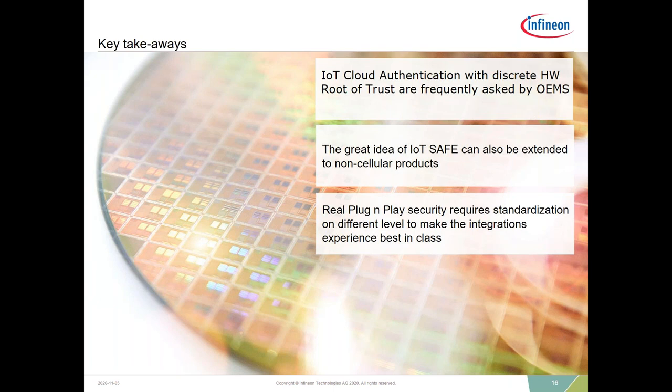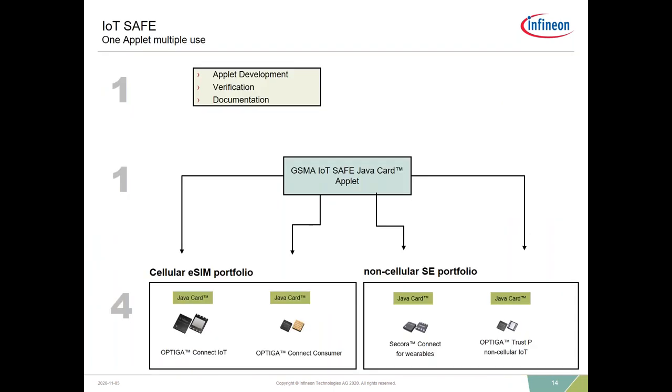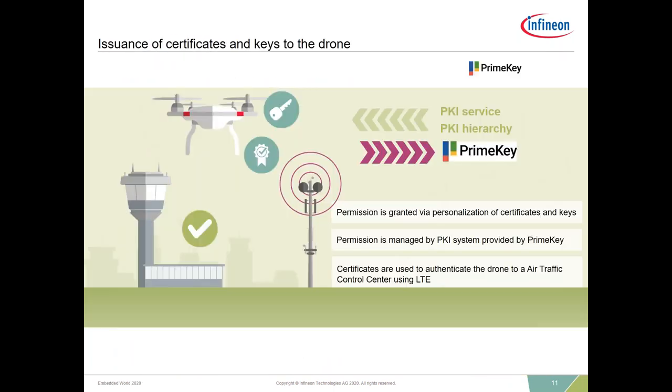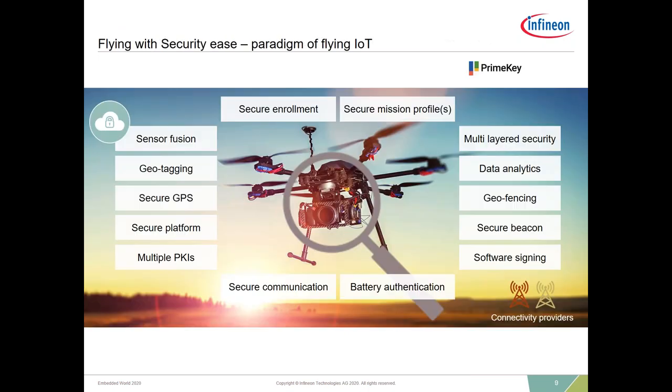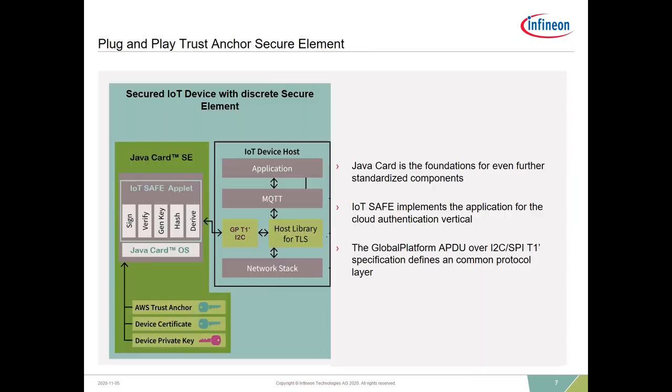Okay, thank you. Now we have a question from Nabil Norman, and I think this refers to slide number 4. And the question is, why do we have the device private key at the AWS IoT server side? Let me go quickly back to it.